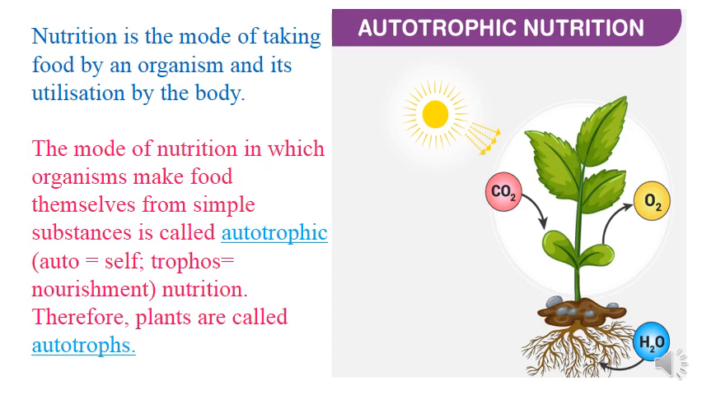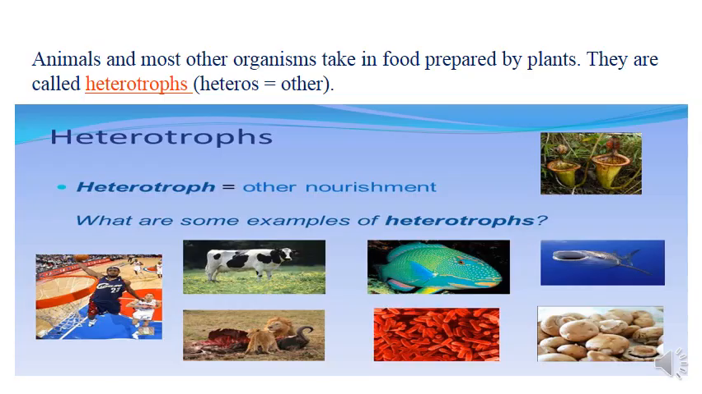Only green plants can prepare the food. The plants which have chlorophyll in them can prepare the food for themselves. Such plants are called autotrophic plants, or autotrophs. Let's see the second mode of nourishment. Animals and most other organisms take in food prepared by plants. They are called heterotrophs.